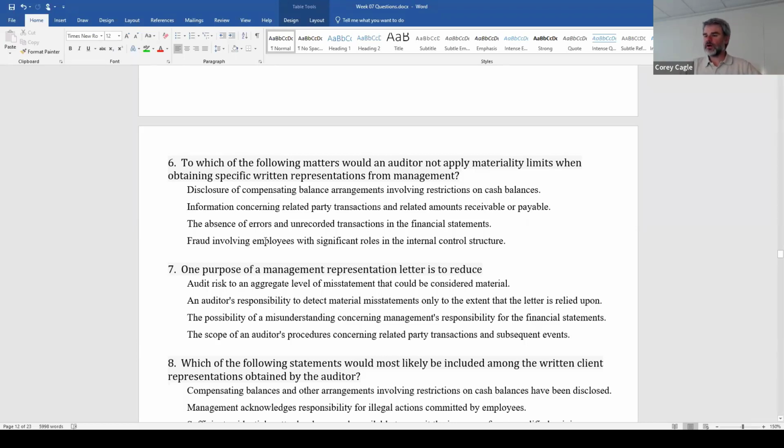So fraud involving employees with significant roles in internal control. If there's any fraud involving these people, materiality is kind of out of our mind. We're going to pursue this and figure out how deep it goes and if it goes any deeper. So any fraud's a big deal. Don't really think too much about materiality when it comes to fraud. Any fraud is material in our minds.